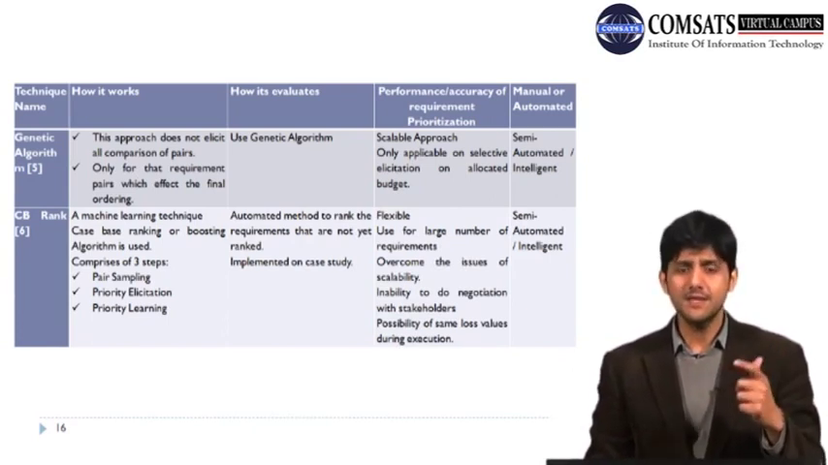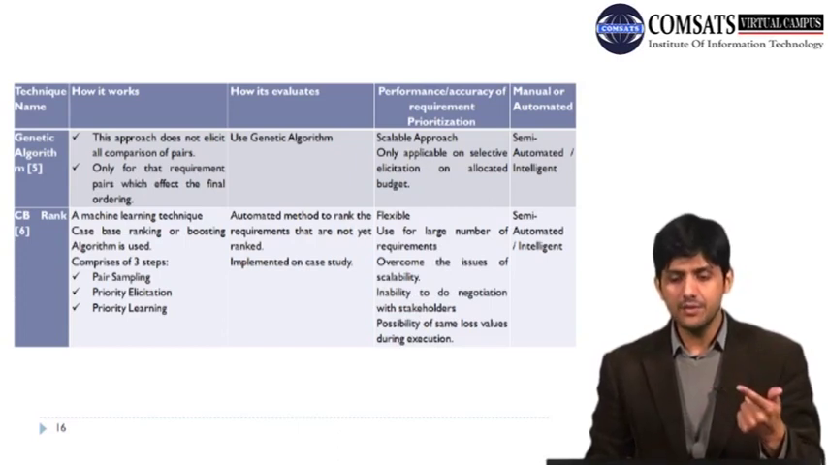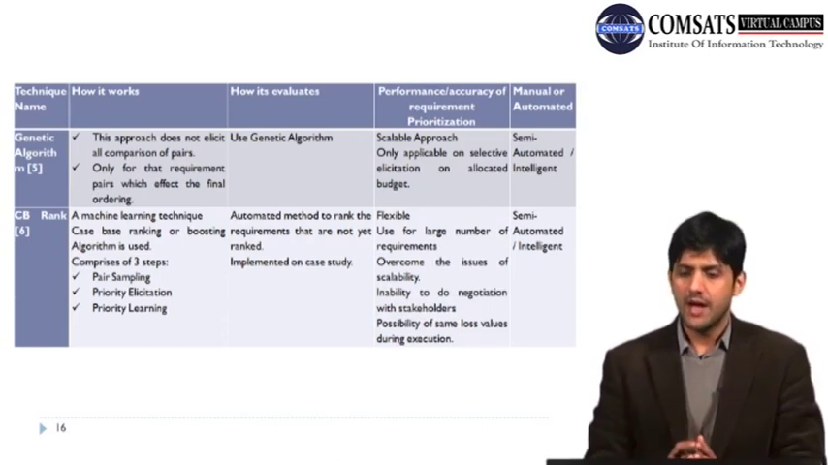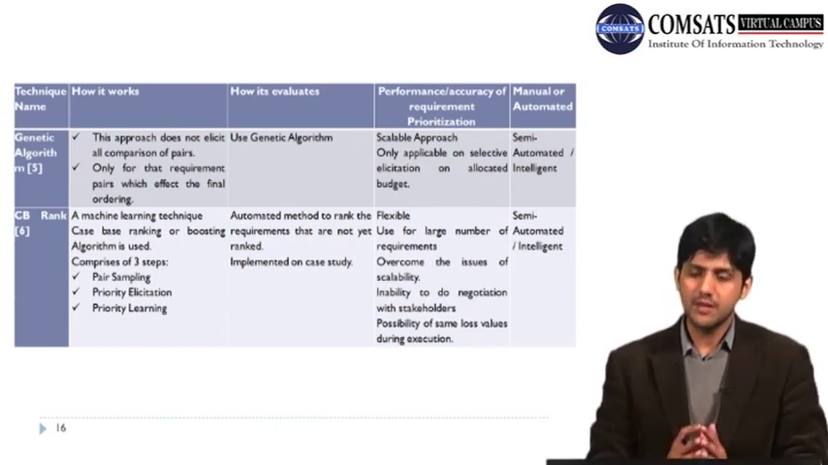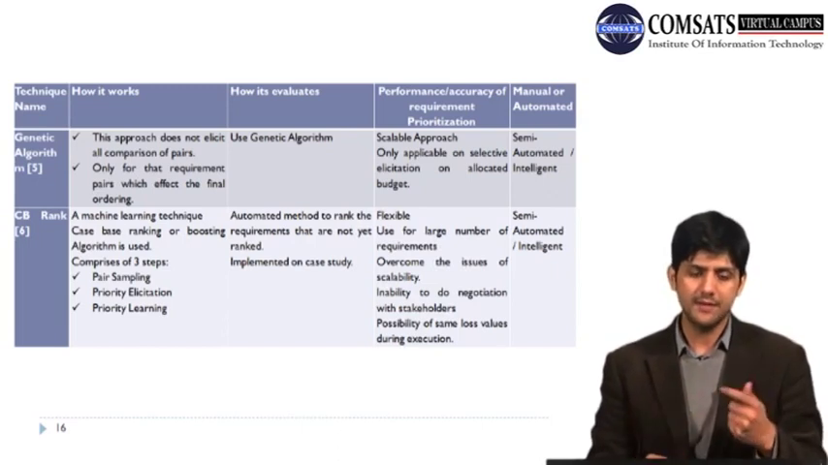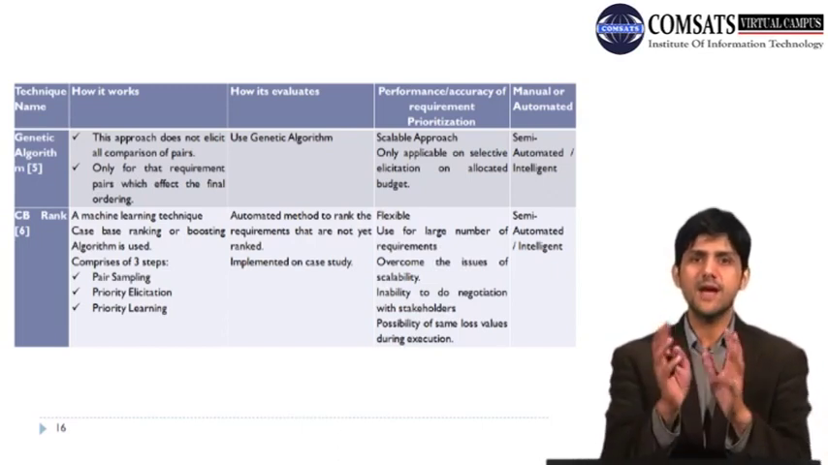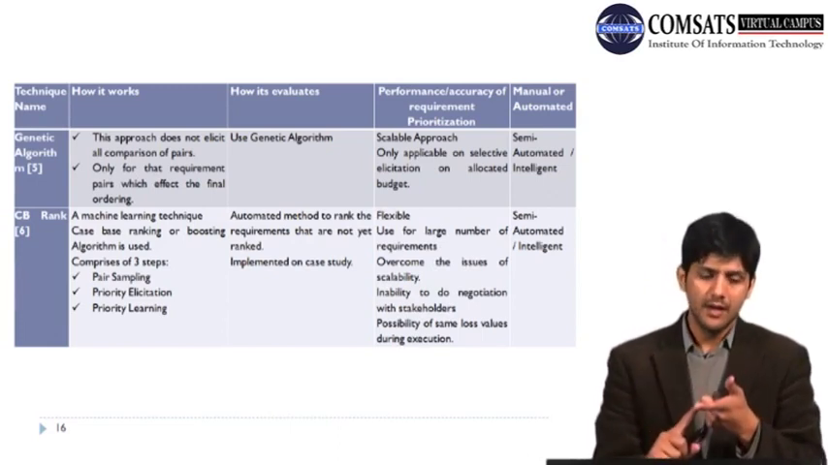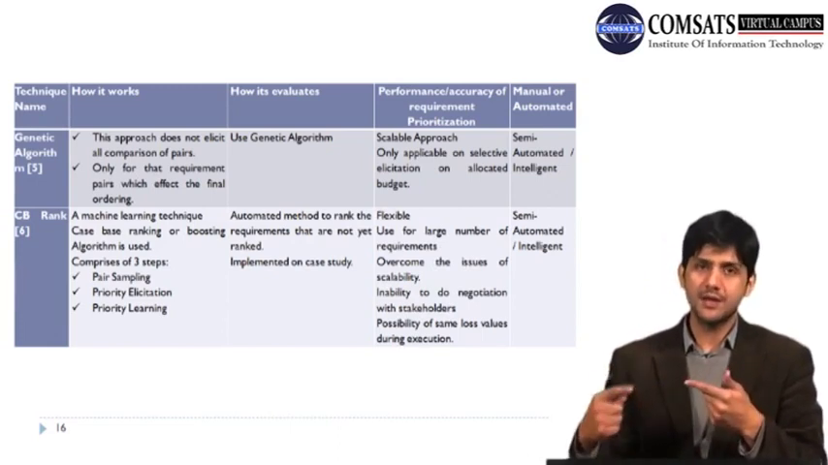But again, this technique is only applicable to selective elicitation on an allocated budget. And as we said, this is a semi-automated and intelligent technique. Next up is the CBRank method. As I said, it is based on machine learning. Basically, it has 3 main steps. The first step is pair sampling. Then we do priority elicitation.